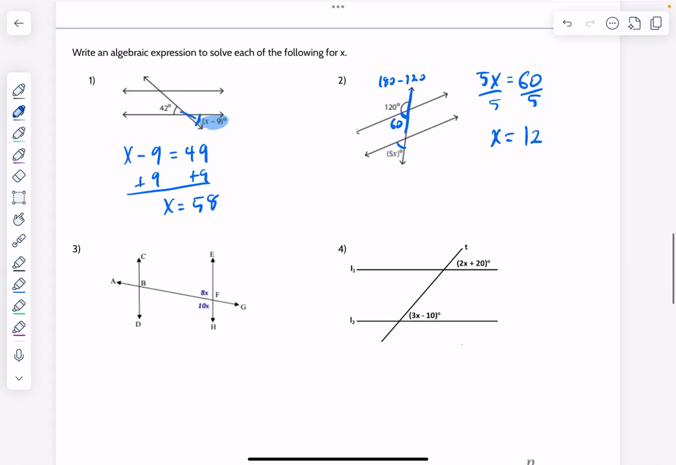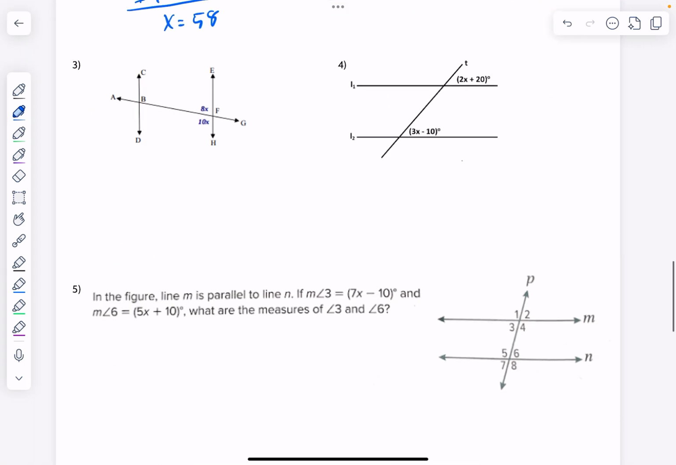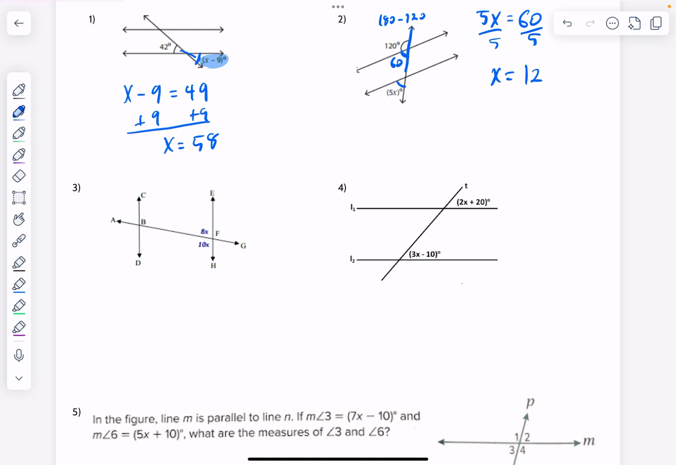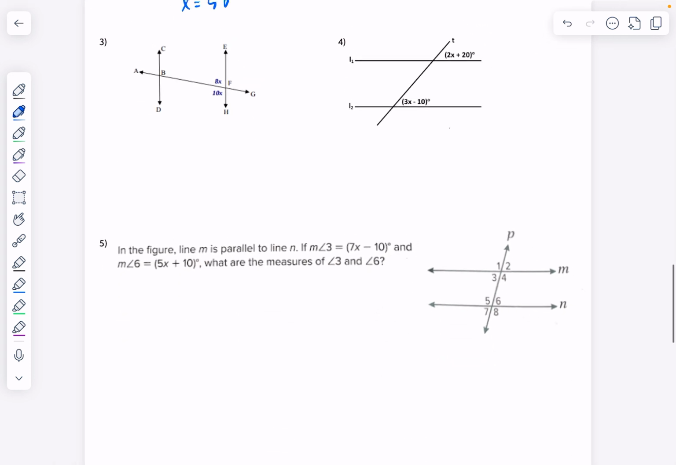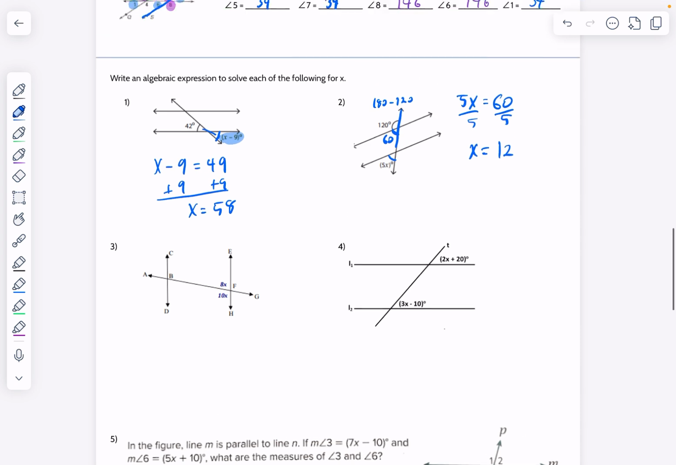All right. So I believe from here, you can do the rest, 3, 4, and 5. You need to solve for x.